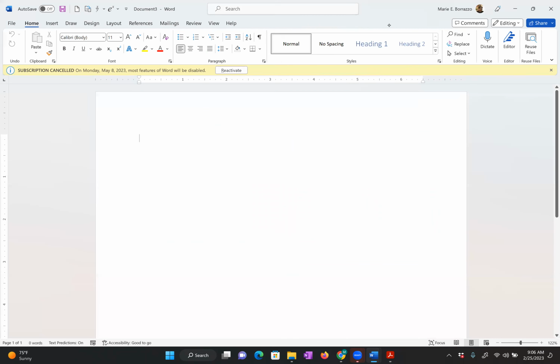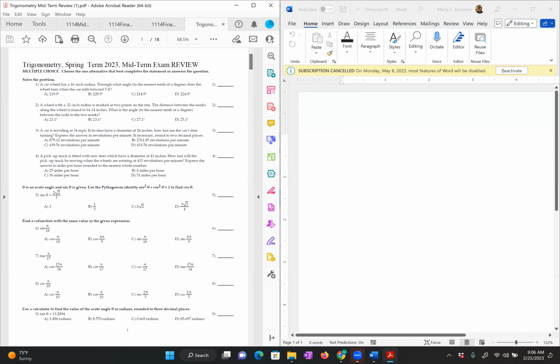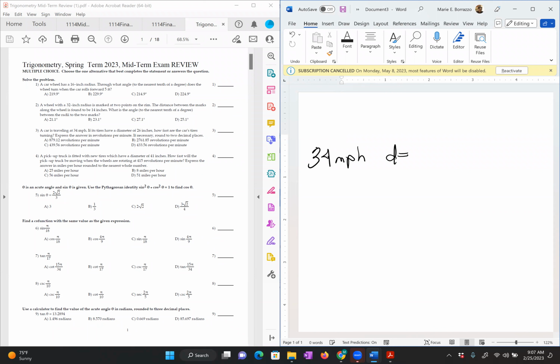Okay, so let's pull up a blank doc. All right, so the next question is, a car is traveling 34 miles per hour. If its tires have a diameter of 26 inches, how fast are the car's tires turning? And then it does say express the answer in revolutions per minute. So taking down what is given to us, we have the car speed at 34 miles per hour. They're telling us the diameter is equal to 26 inches. And therefore, obviously, the radius is 13 inches.